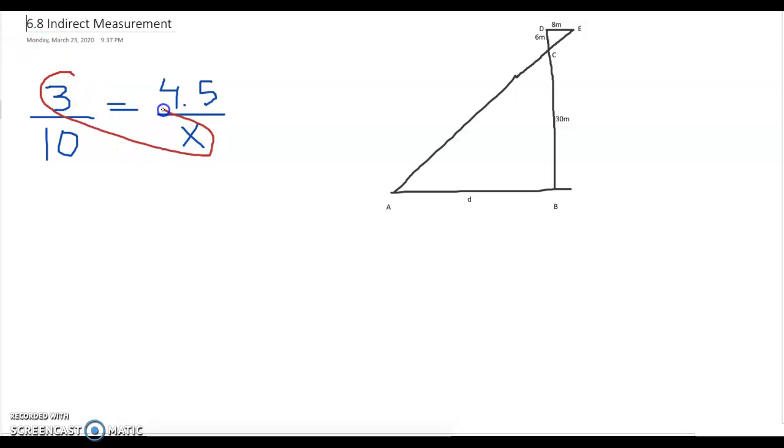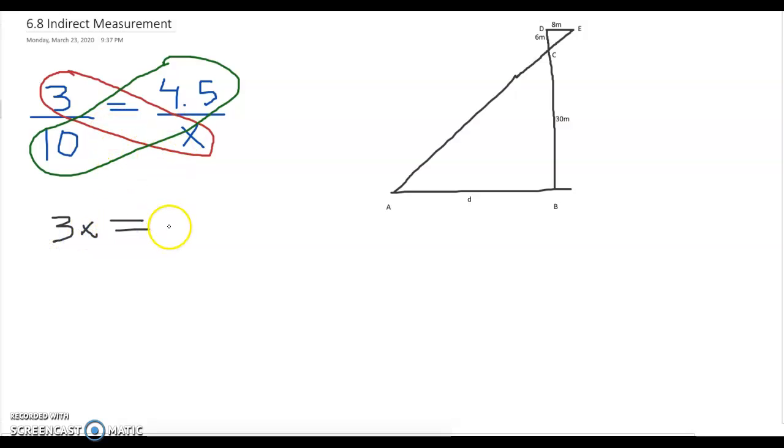We're going to take our butterfly effect, multiply 3 times x, and then 10 times 4.5, which is going to give us an answer of 3x equals 45. We're going to solve for this variable like we know how to do, by dividing by itself. After this cancels itself out, we bring the x down, and our answer is 45 divided by 3, which is none other than 15. So that's how we solve this way using the cross product rule.